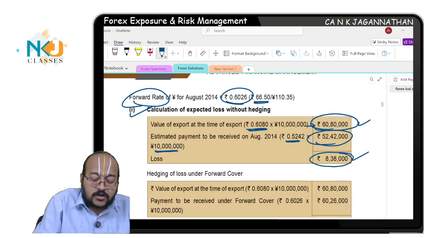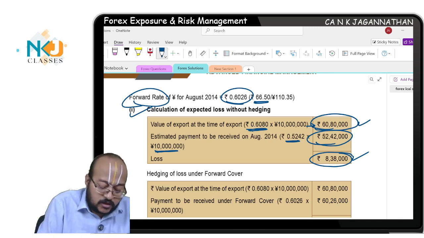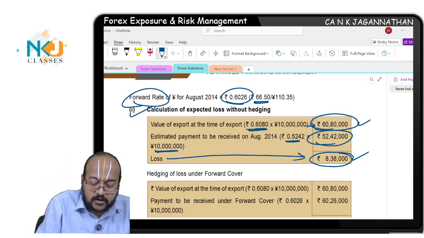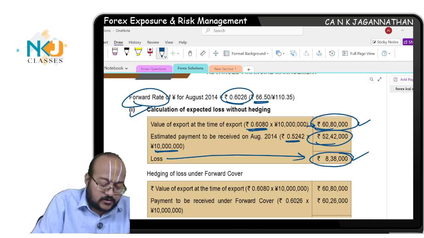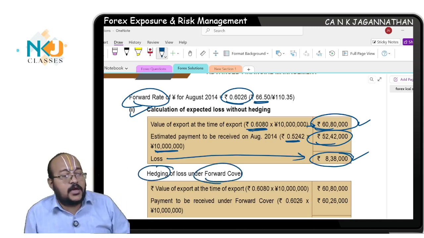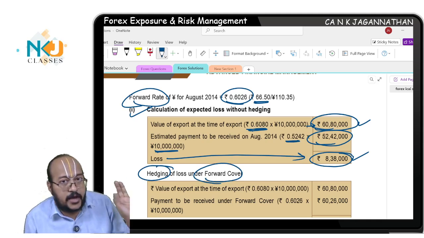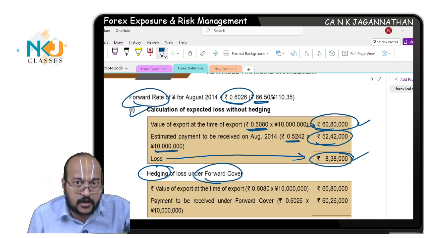And this is the net loss, which means if you don't hedge, are you all understanding? If you don't hedge your exposure, you will be incurring loss of 8,38,000. You will compare this. Assume hedging of loss under forward cover. What they have asked in the second part. See, if I don't hedge, this is the loss. If I hedge, what will be my loss or gain? I will compute, and then I will compare with the first option.